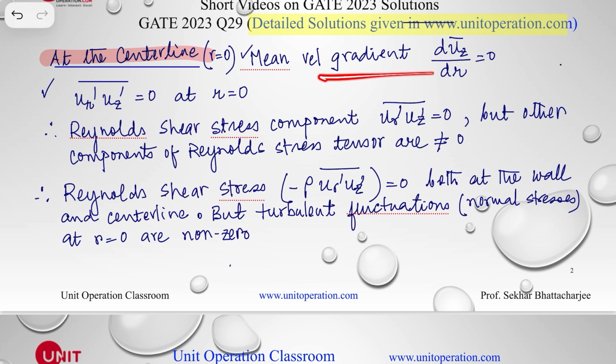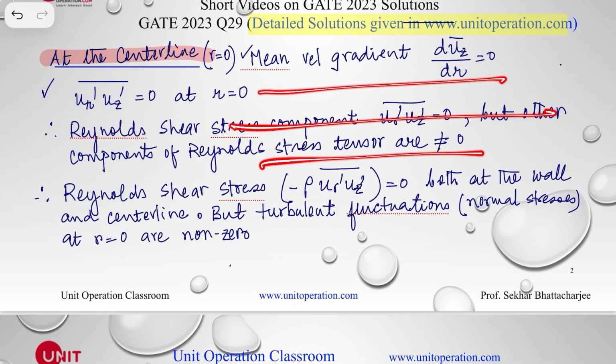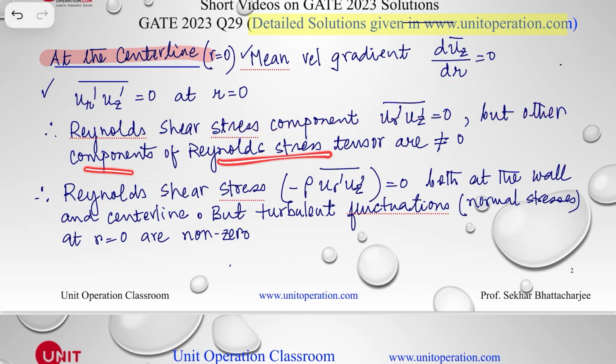But what happens at the center line? We looked at the wall. Now, what happens at the center line? At the center line, of course, this is going to be zero. This shear stress component is equal to zero at the center line. But other components of the Reynolds stress tensor, that means in the other directions of these fluctuating components, are not equal to zero. That, of course, we are not going to think about in relevance to this particular problem. So Reynolds shear stress, remember there's a negative quantity here.